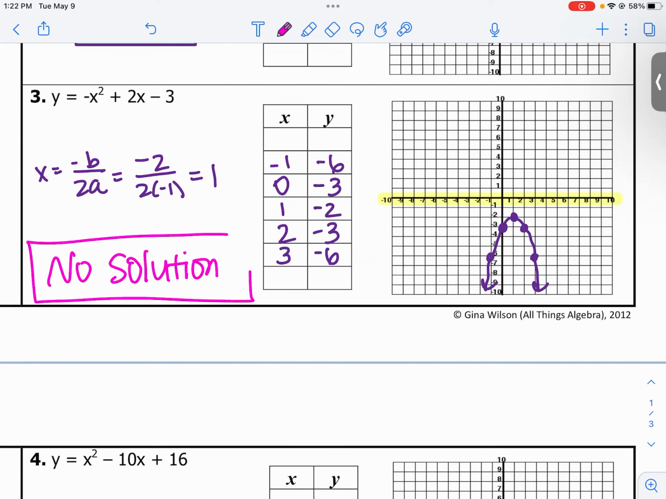Our graph does not cross the x-axis. So there is not a number that we can plug in to make this equation 0. It doesn't cross the x-axis. There is no solution. If we get to the vertex and then we realize that it's not gonna cross, then we still have to keep going.